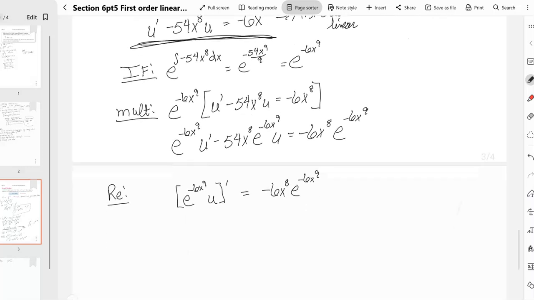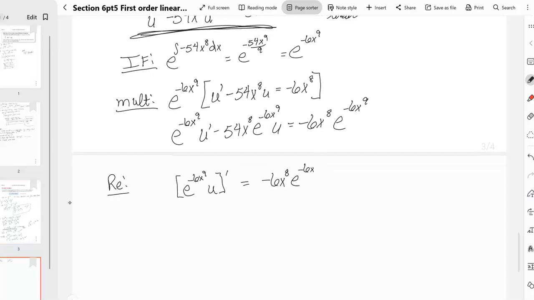I don't recommend shortcuts, especially on problems like this. So let's check it. First times derivative of the second, so that exponential times the derivative of u, plus the second, so u times the derivative of e to the negative 6x to the 9th. The derivative of e to the u is e to the u, and the derivative of that exponent is that negative 54x to the 8th. So you can see how this is equivalent to the step above. Now we're in a place where we can integrate.